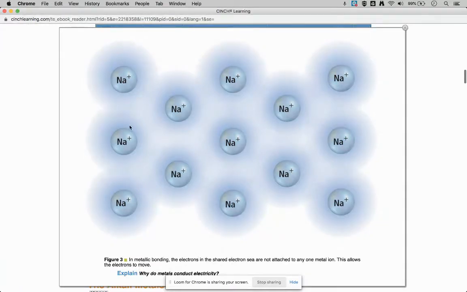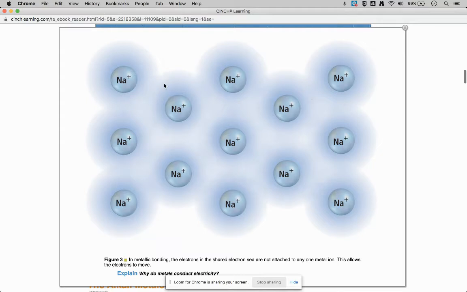So if we look here, what they're trying to show you with these electron clouds is that the electrons anywhere in this area, which they call the electron sea, are free to move around and move from atom to atom. So these are atoms of sodium, or in this case, ions of sodium. And the electrons in between them are free to move around. That's how metallic bonding works: there's this sea of shared electrons between each of these atoms, and that essentially is what bonds them together.